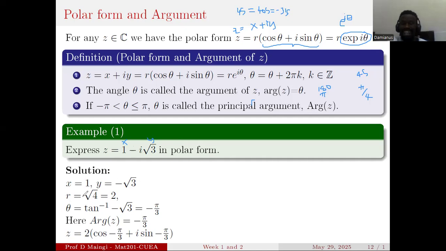And then what's R? We said R is the square root of X squared plus Y squared. So X squared is 1, and Y squared is 3. When you add, you get 4. The square root is 2. So R is 2. In other words, I've given you the X and Y values of z, so give me the R and theta values of this guy. That's the polar form.